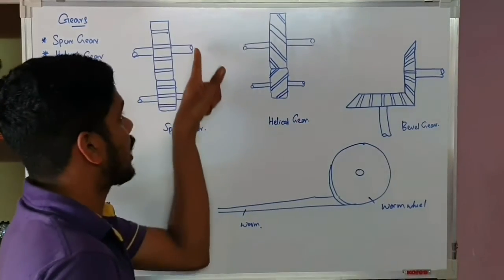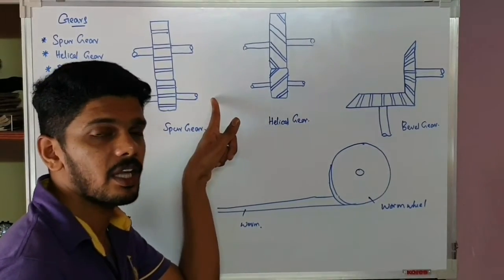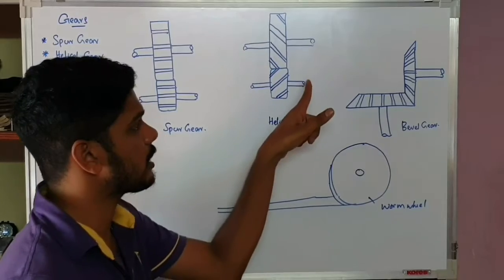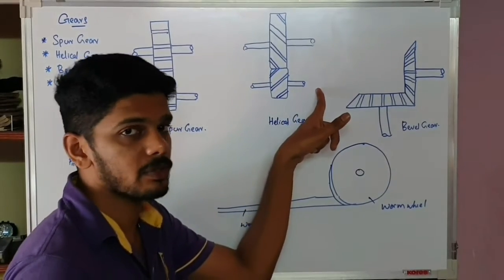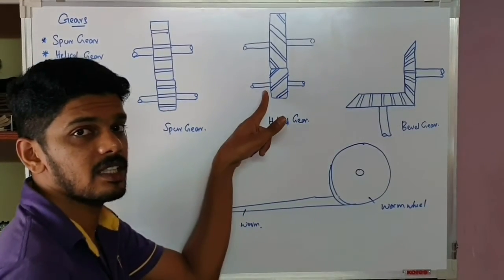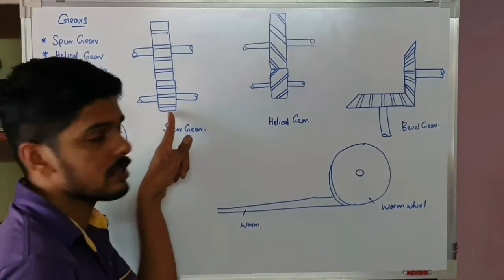Spur gears have parallel shafts in power transmission. They are non-intersecting. Helical gears also have parallel shafts in power transmission. They are also non-intersecting, but the teeth are inclined. Here the teeth are parallel.